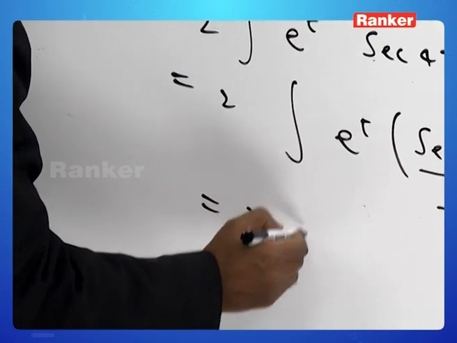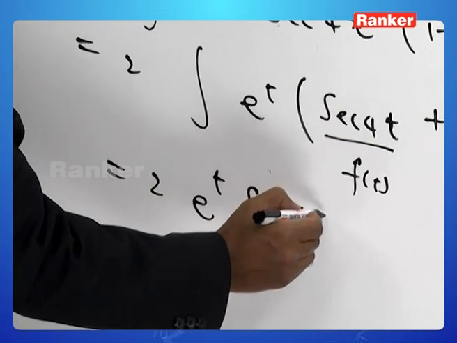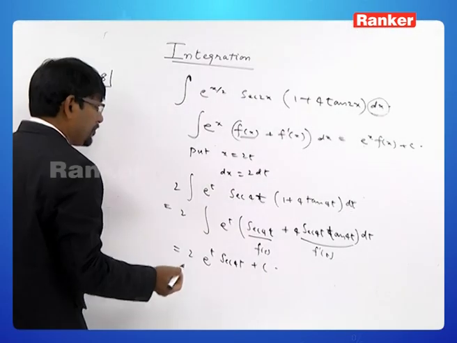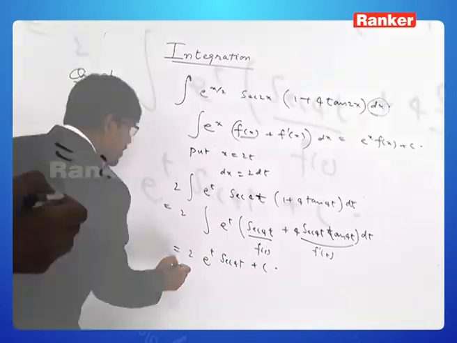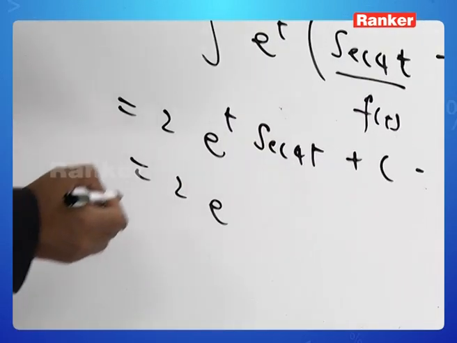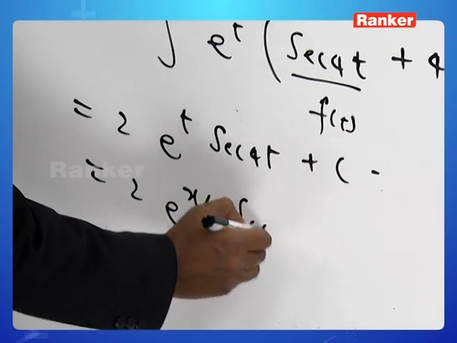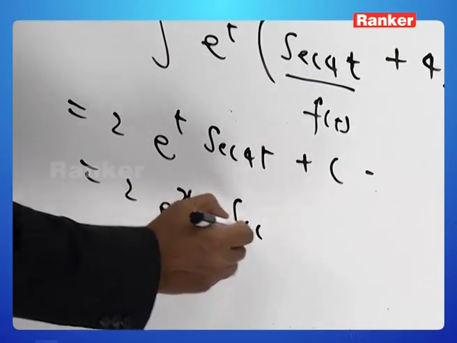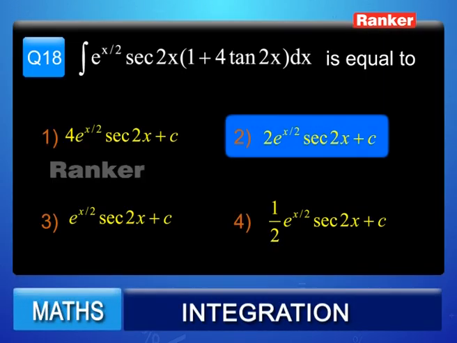So 2 into e power t into secant 4t plus c. But then what is 4t? That is 2x. So t is x by 2, so 2 into e power x by 2. Secant 4t will mean 4t is 2x actually, so secant 2x plus c. So answer is option 2.